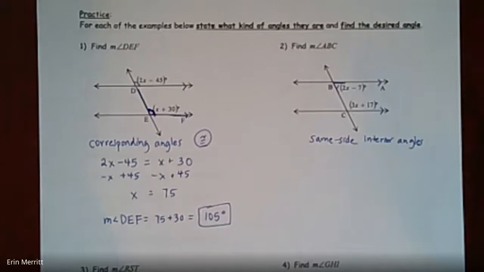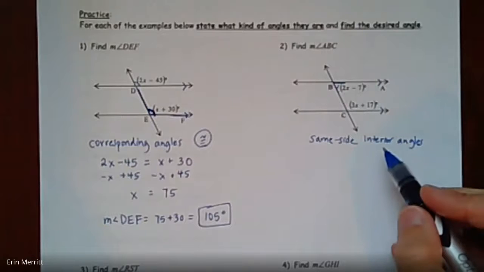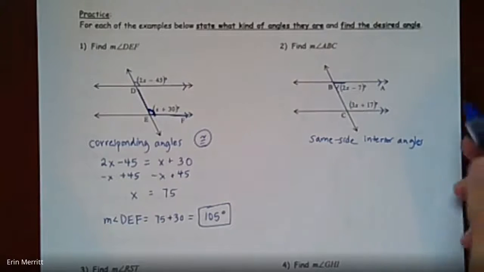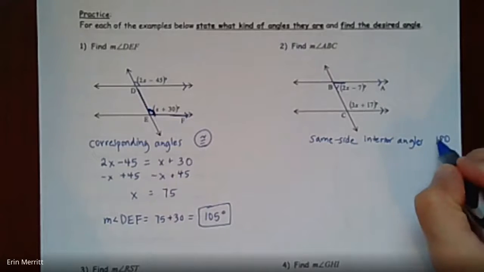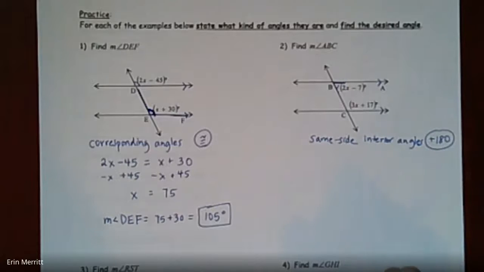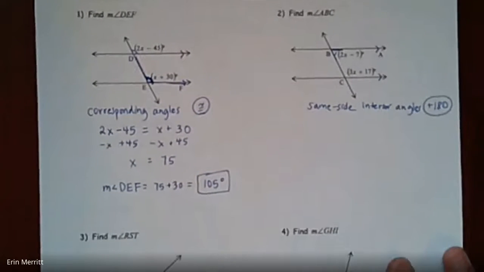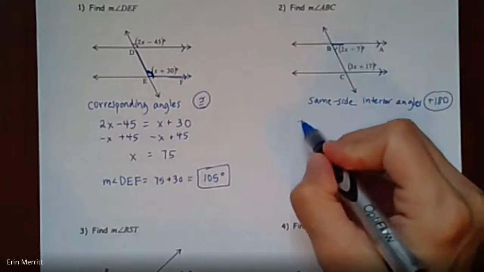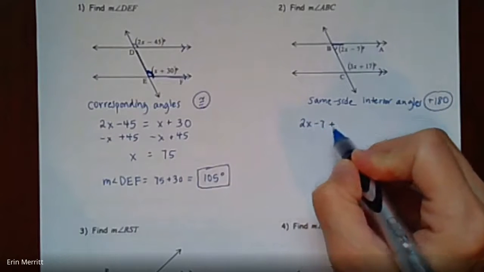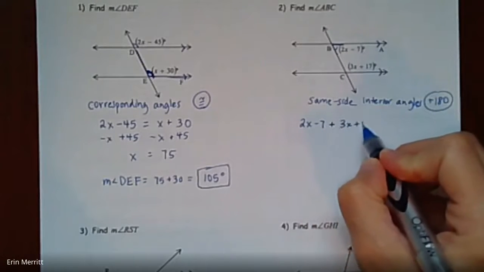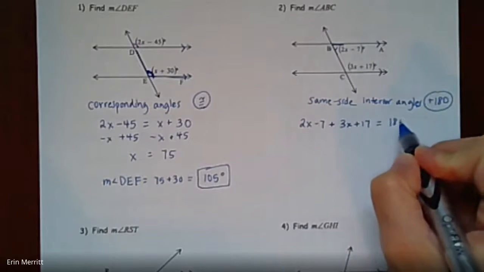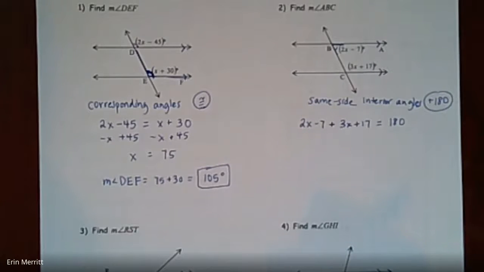See if that helps a little. Just turn on the light. And now, if you look back to the first page, they are not congruent. They are supplementary, right? So that means they're going to add up to 180. That's the relationship. So let's create an equation that represents that. So 2x minus 7 plus 3x plus 17 equals 180 degrees.